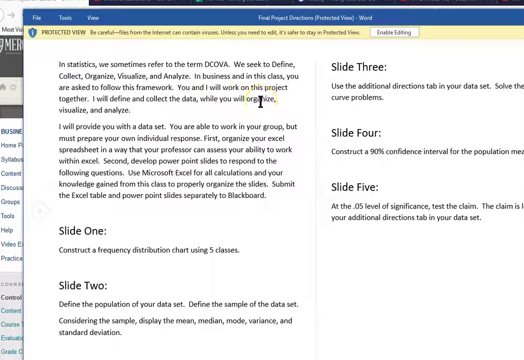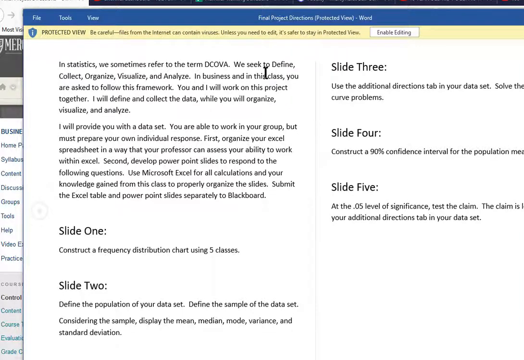We talked about this before. We define, we collect, we organize, we visualize, we analyze. Okay, so what I'm going to do for you is I've defined, collected, and organized the data. You're going to visualize it and analyze it. Okay, I'll provide you with a data set. You're able to work in your group. Everybody's going to have a different data set, so the problems are all going to be the same, but there will be different data that you're working with.